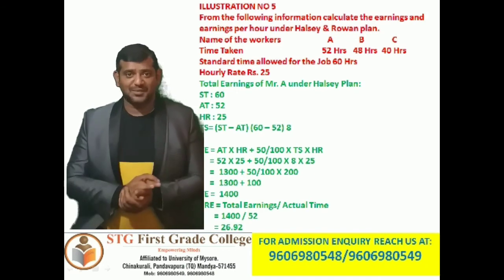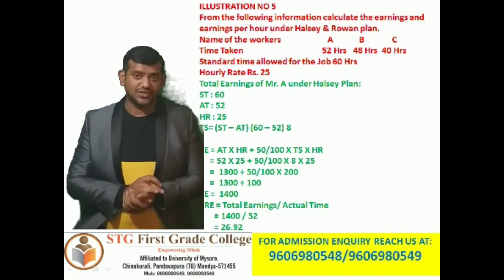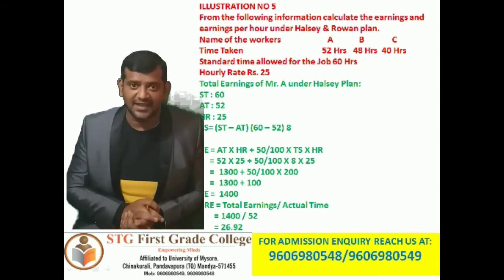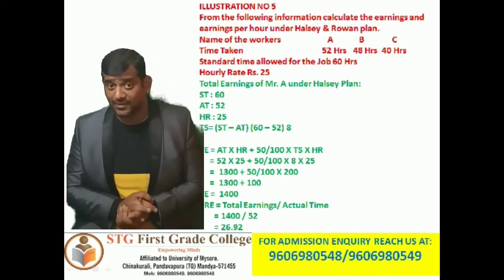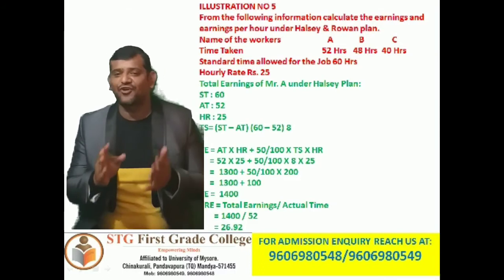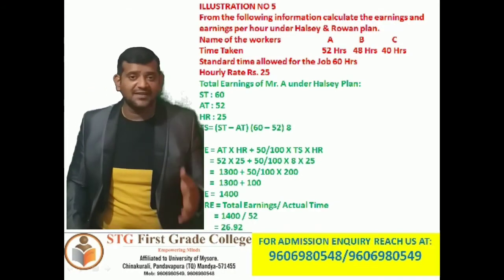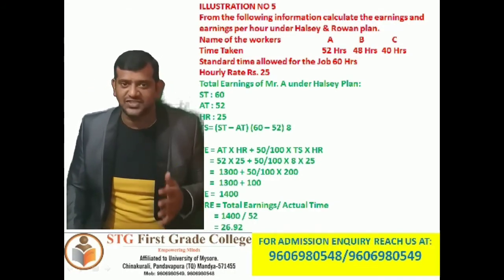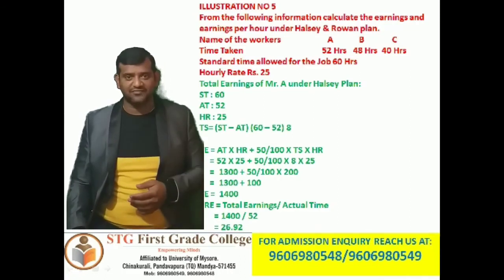Illustration number 5: from the following information, calculate the earnings and earning per hour under the Halsey and Rowan plan. Workers A, B, C; time taken 52, 48 and 40 hours. Standard time allowed for the job is 60 hours. Hourly rate is rupees 25.